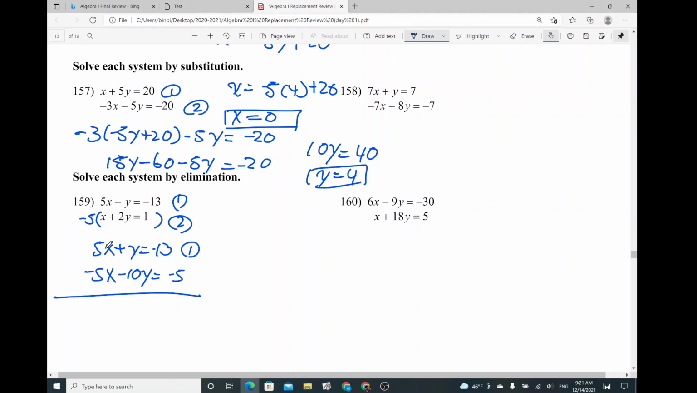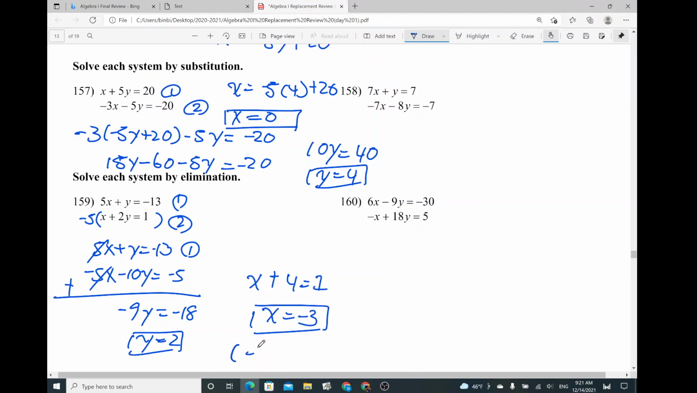Combine them, so 5x plus negative 5x is 0. Cancel them out. 1y plus negative 10y is negative 9y. Negative 13 plus negative 5 is negative 18. So y equals 2. Once you solve for y, plug it back into the second equation and solve for x. So 2 times 2 is 4, and then x equals 1 minus 4, negative 3. So it's negative 3, comma 2.